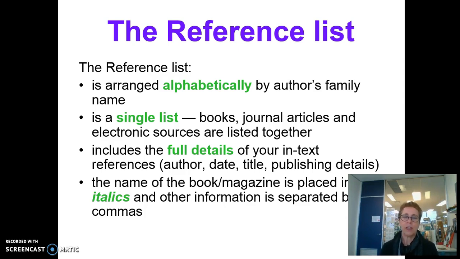In the reference list, you have to put the full details of all the sources you used. So the in-text reference is just like a little mini version, but in the reference list, it's everything: the author, date, title, and all the publishing details. And the thing to remember here is it can get quite complicated, but the general rule is everything is divided by a comma, full stop at the end, and the name of the book or the magazine is placed in italics.